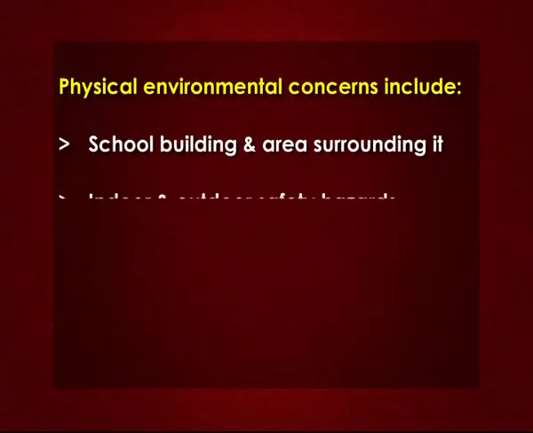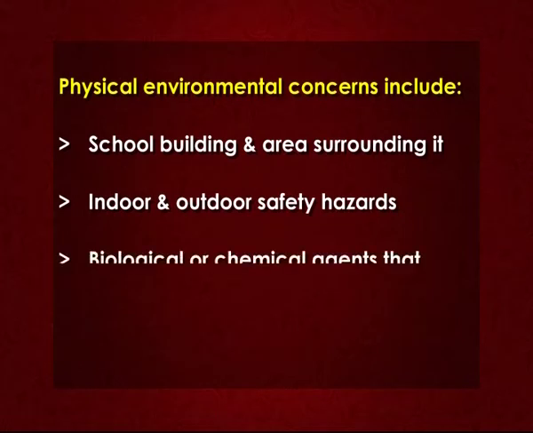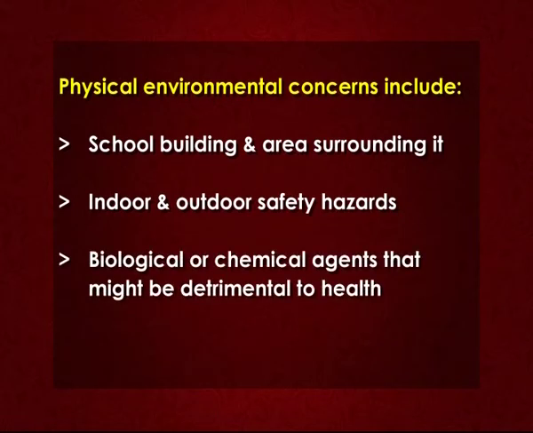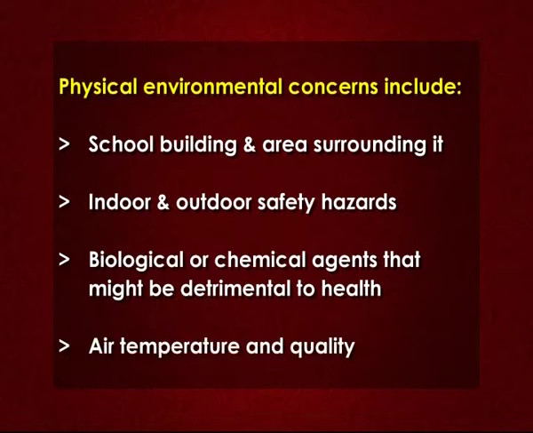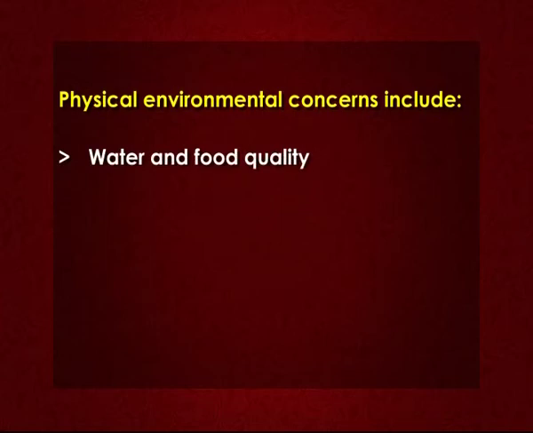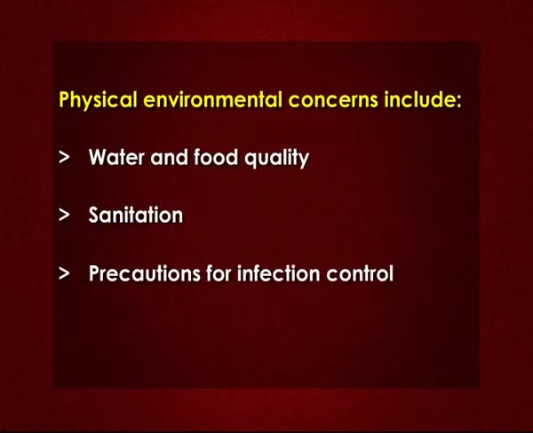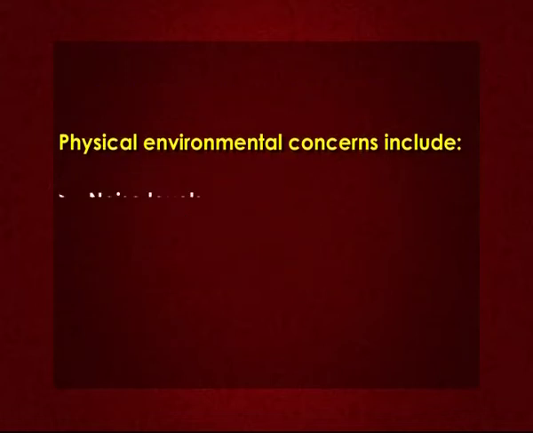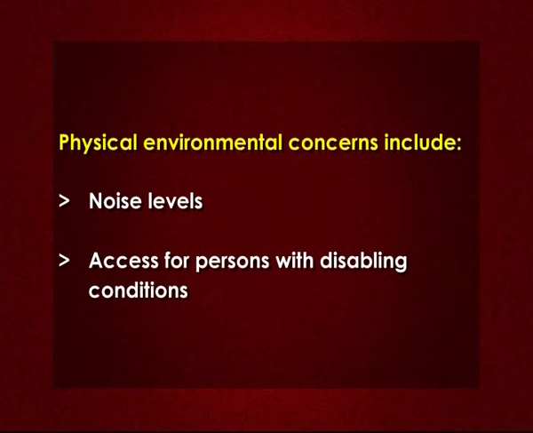A healthy school environment attends to the physical and aesthetic surroundings and to the school's psychosocial climate and culture, thus protecting the health and safety of students and staff and promoting health-enhancing behaviors. Physical environmental concerns include the school building and the area surrounding it, indoor and outdoor safety hazards, biological or chemical agents that might be detrimental to health, air temperature and quality, water and food quality, sanitation, precautions for infection control, lighting, noise levels and access for persons with disabling conditions.